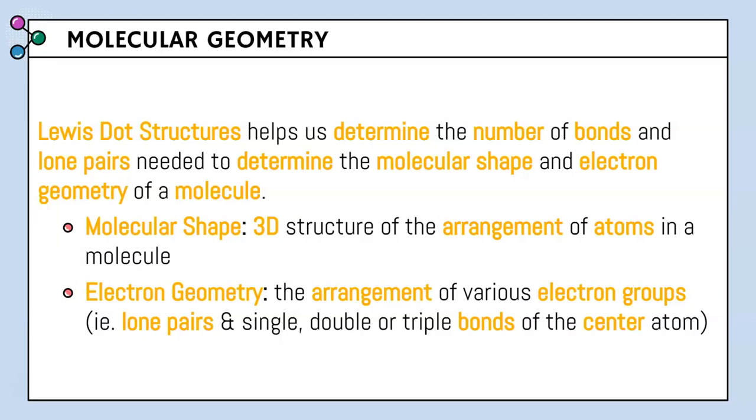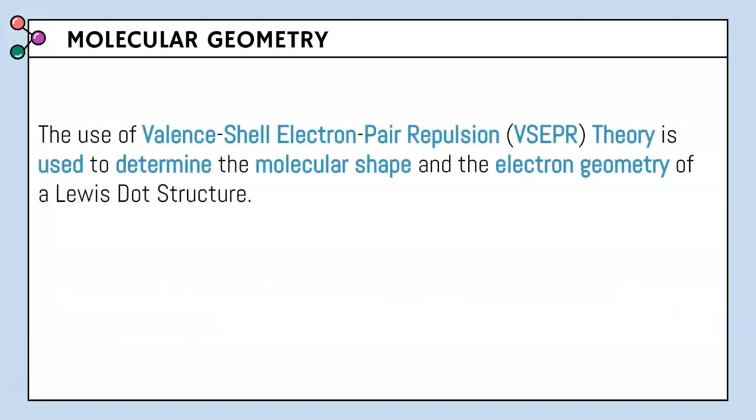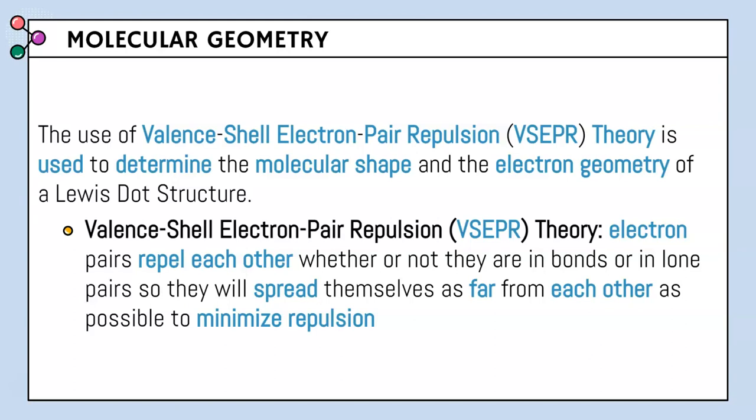What I mean by electron groups is they can be lone pairs, or they can be single, double, or triple bonds that the center atom has. Valence shell electron pair repulsion, also known as VSEPR theory, is used to determine the molecular shape and the electron geometry of a Lewis dot structure. VSEPR theory states that electron pairs repel each other whether or not they are in bonds or in lone pairs, so they would spread themselves as far from each other as possible to minimize repulsion.